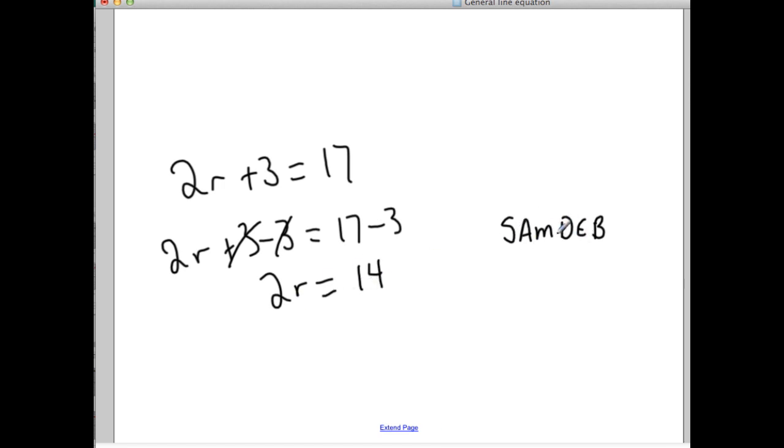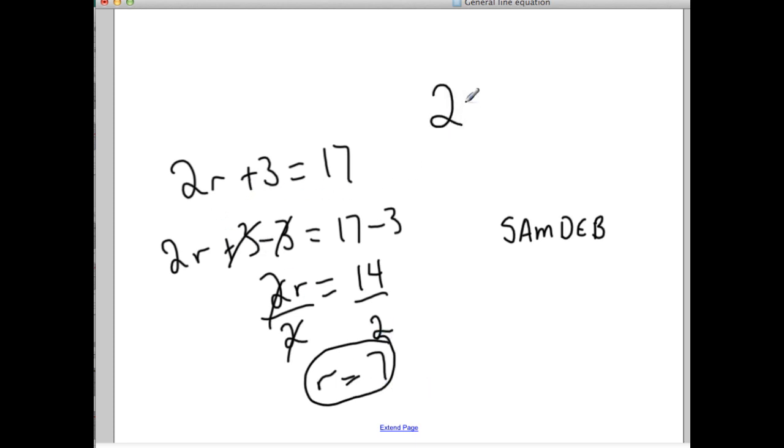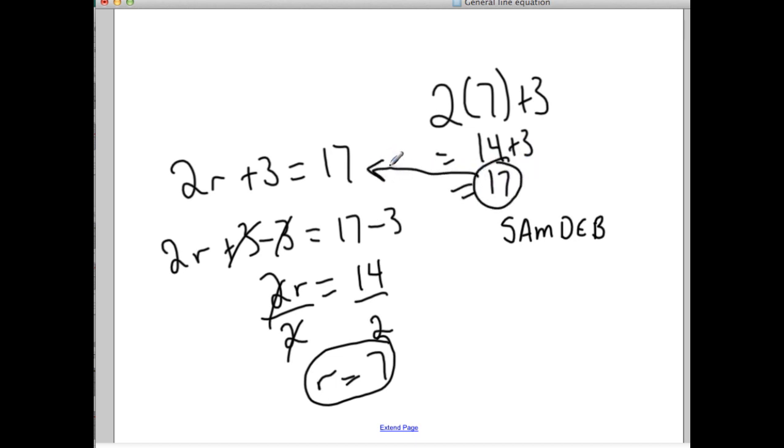And now if I follow my SAMDEB, I've got my dividing and multiplying I need to take care of. Well, here I'm multiplying by 2, so the opposite of multiplying by 2 is dividing by 2. And then what I'm left with is an r, and 14 divided by 2 is 7. So r equals 7. Remember to show all your steps, to put all these items in, and that'll help you be successful. If you're going to test to see if you got it right, you can take this answer. So for instance, I've said r is 7. If I go 2 times 7 plus 3, I get 14 plus 3, which equals 17. That was the answer I was supposed to get, so I think I've done this correctly.